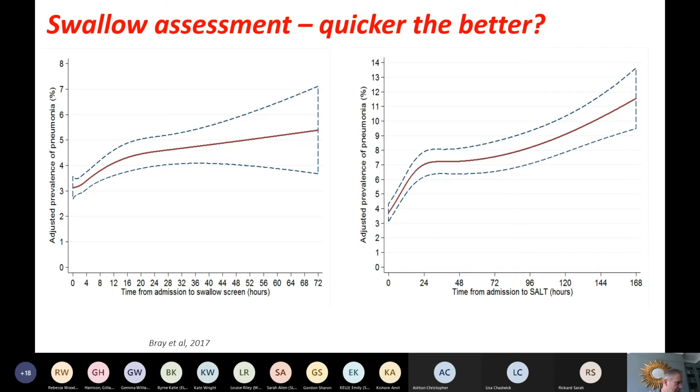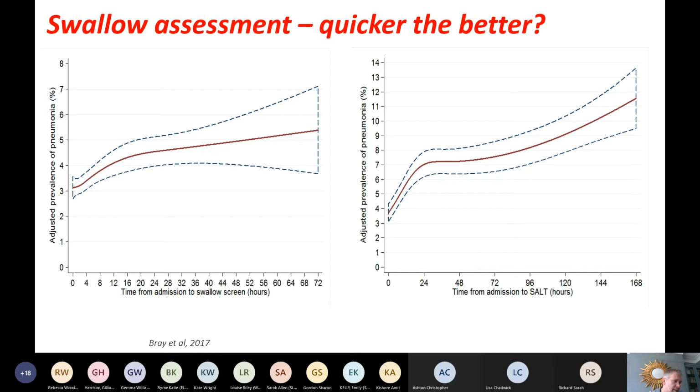The slide on the left shows the prevalence of pneumonia on the y-axis, and then the time from admission to swallow screen. And the graph on the right likewise shows prevalence of pneumonia on the y-axis and time from admission to speech and language therapy. So you can see that for the time to swallow screen, there is a marginal relationship with prevalence of SAP, which means that the longer the time to do the screen, the more likely people were to actually have pneumonia.